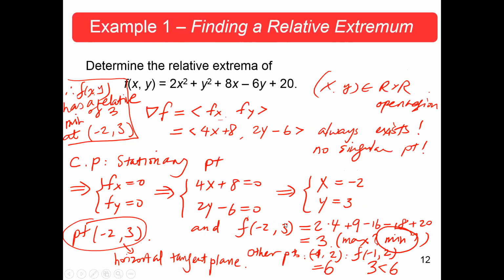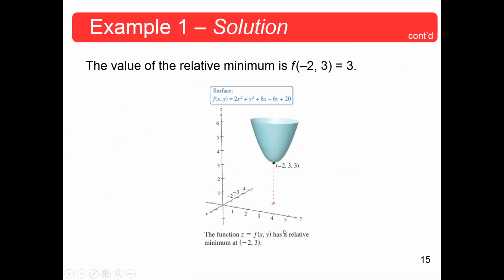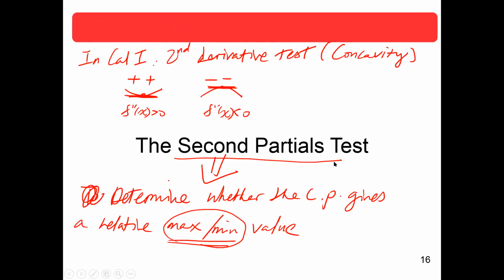Then we introduced the second partial test. This second partial test is used to determine exactly whether the critical point will give you a local min or local max. It's similar to the second derivative test in Calculus 1. Basically, you look at the second partial derivatives and check whether it gives you a local min or local max.